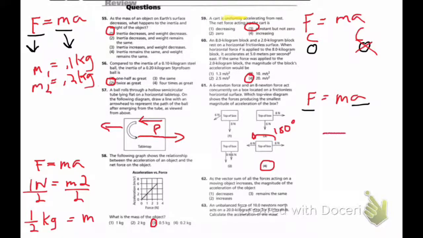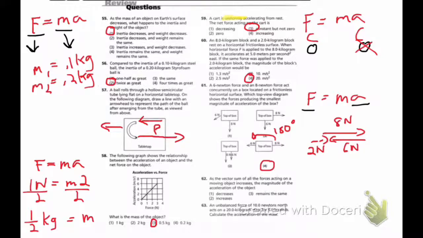To show you, if we have a force of 8 newtons going in this direction and a force of 6 newtons going in the opposite direction, it would produce a small force of 2 newtons going in the right direction. Therefore, choice number 4 is the correct answer.